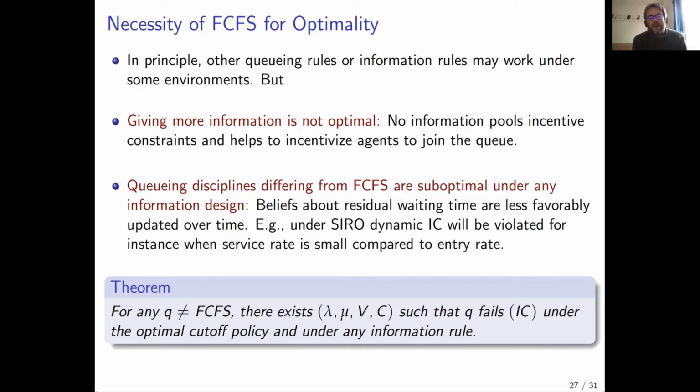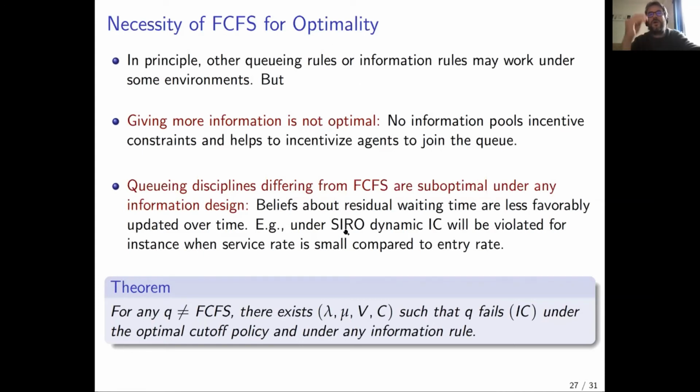Now, if you take a queuing rule which differs from first come, first served, you also show that it's actually suboptimal under any possible information design, in the sense that you can cook up an environment, actually an M/M/1 environment, in which this rule will fail to implement, will fail dynamic incentive compatibility under the optimal cutoff policy.